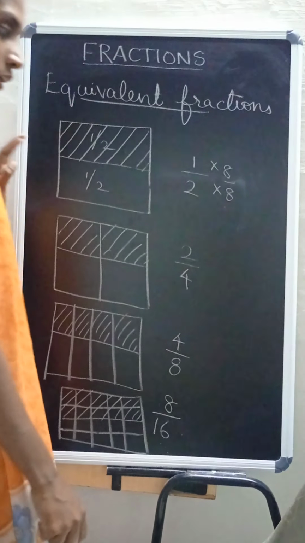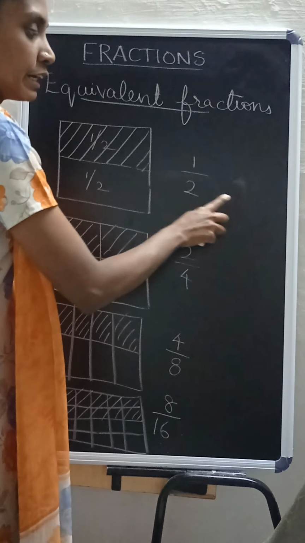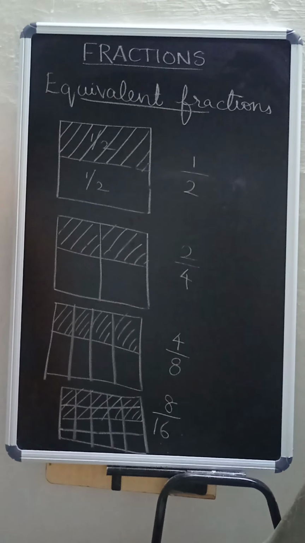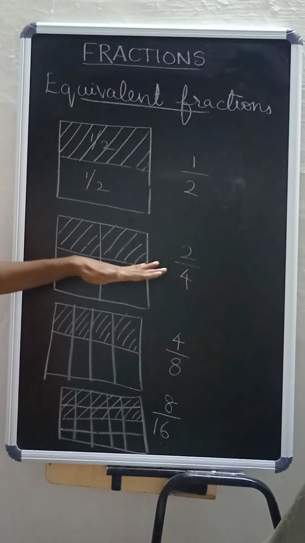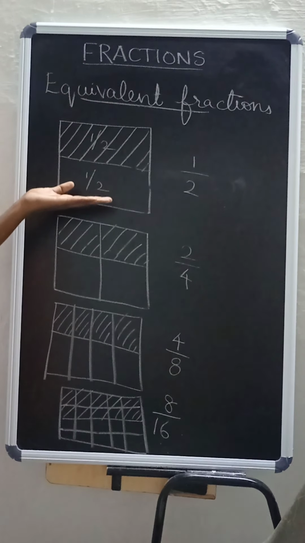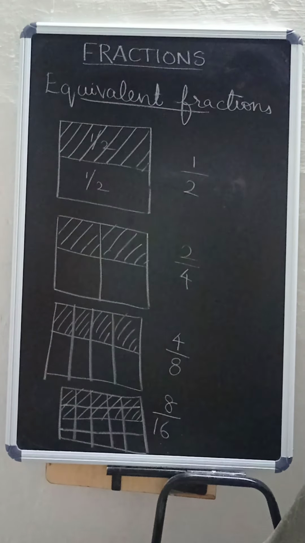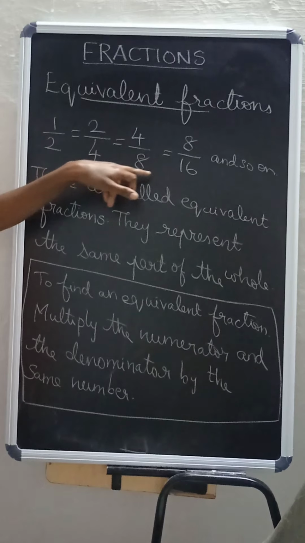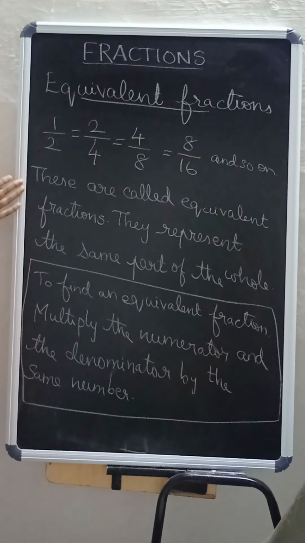Now what you can understand? To find an equivalent fraction, multiply the numerator and the denominator by the same number. Now we can write like this. Half is equal to 2 by 4 is equal to 4 by 8 is equal to 8 by 16 and so on. These are called equivalent fractions. They all represent the same part of the whole.